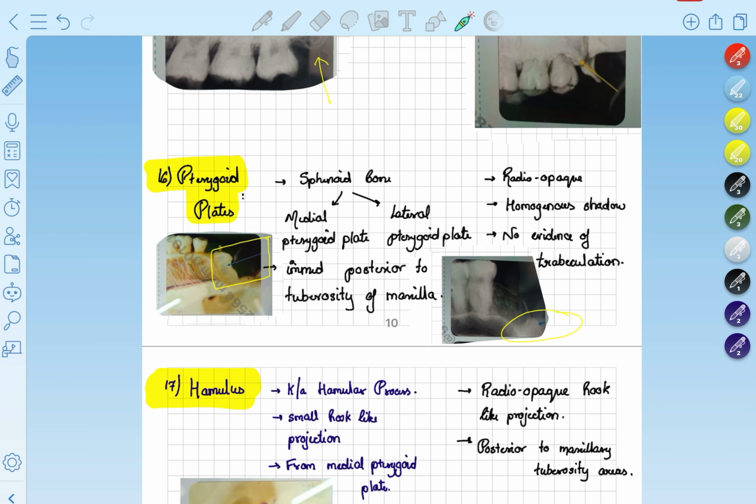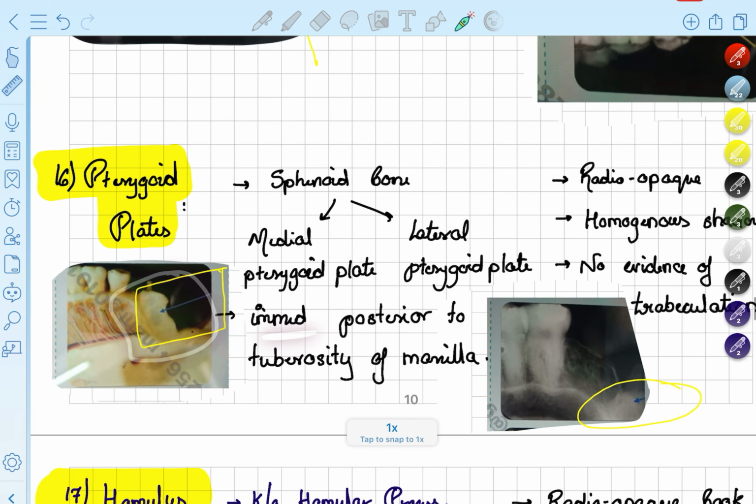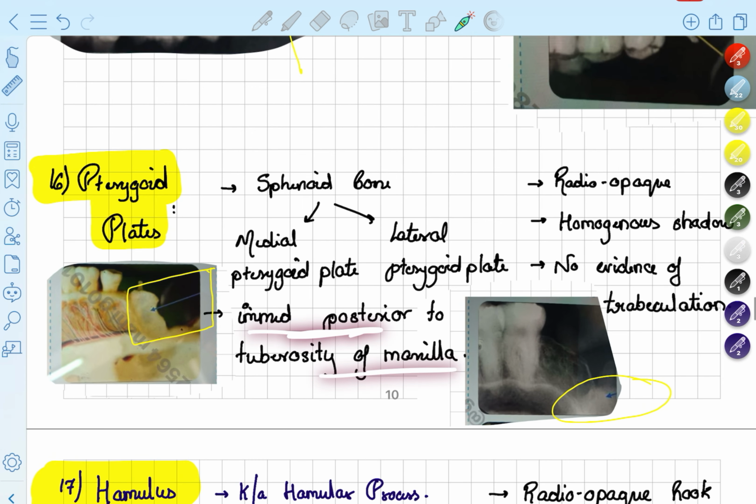The next structure is the pterygoid plate. As we know, there are medial pterygoid and lateral pterygoid. They are nothing but parts of the sphenoid bone. The continuation is medial pterygoid plate and lateral pterygoid plate. The medial pterygoid plate gives rise to a structure called the hamulus. We will see it later. The medial and lateral pterygoid plates are located immediately posterior to the tuberosity of maxilla.